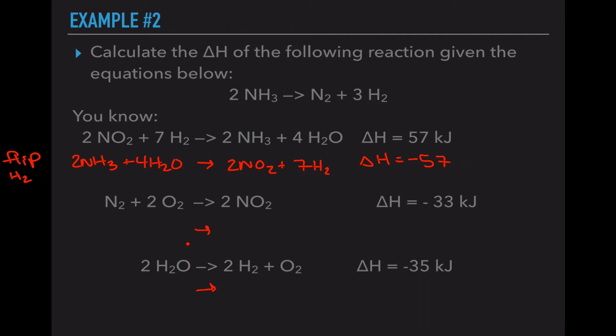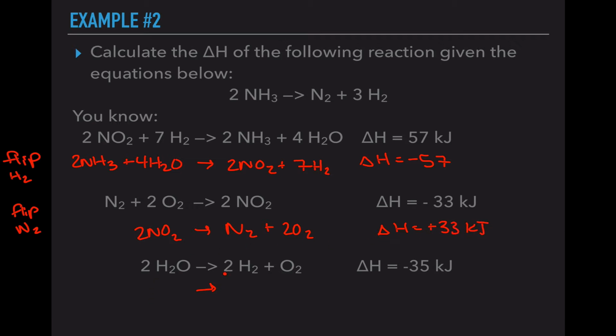Now our second equation, compare it back to our original problem. We are trying to solve for this chemical formula. So N2 happens to be on the second side of the arrow. Here it's on the first. So I'm going to go ahead and flip this because I want N2 on the other side. So 2 NO2, N2 plus 2 O2. Just reverse that equation. So my delta H is now positive 33 kilojoules.